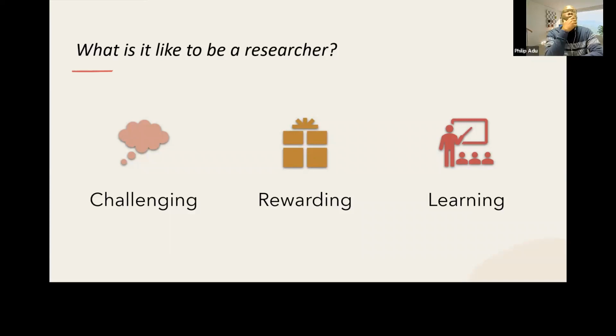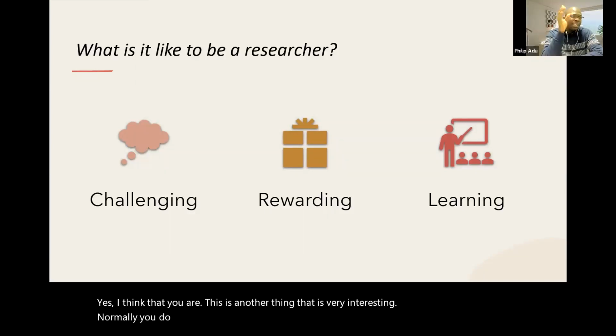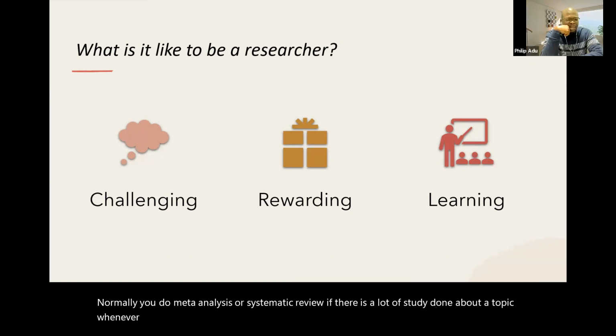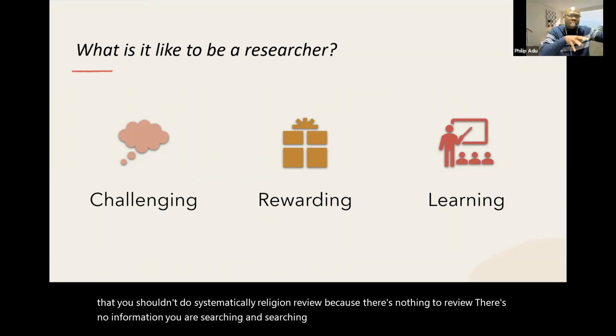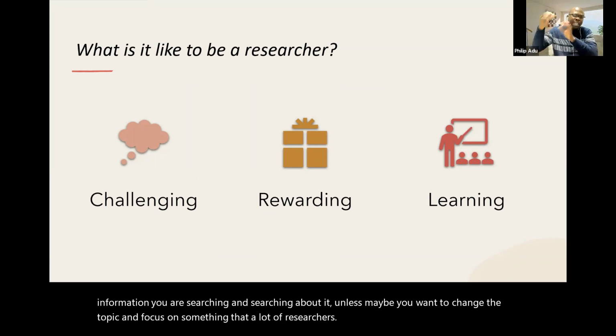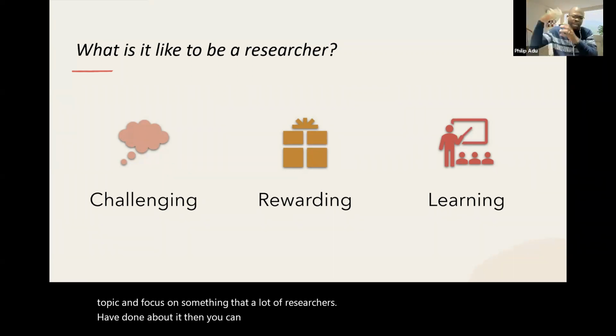Yes, I think that this is another thing that is very interesting. Normally, you do a meta-analysis or systematic review if there is a lot of study done about a topic. Whenever you realize that there's limited study done about a topic, there's a red signal to you that you shouldn't do a systematic literature review because there's nothing to review. There's no information. You are searching and searching, unless maybe you want to change the topic and focus on something that a lot of researchers have done. Then you can do a comprehensive literature review or meta-analysis.